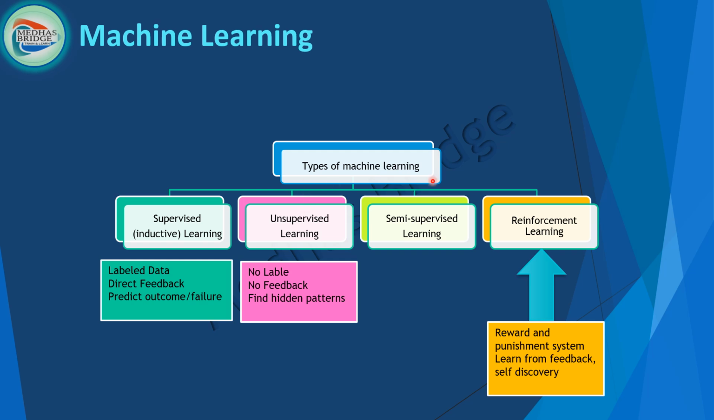In types of machine learning, we have seen supervised learning, unsupervised learning, and then semi-supervised learning, which is a subset of both supervised and unsupervised. The key takeaways that we learned here: in supervised learning, we have seen the label data along with the data set. There is a direct feedback and then predict the outcome or the failure. Right? This is what we have seen in supervised learning. Like in unsupervised learning, there is no label data, there is no feedback. You are only getting some kind of input, no training data, but trying to find out hidden patterns.